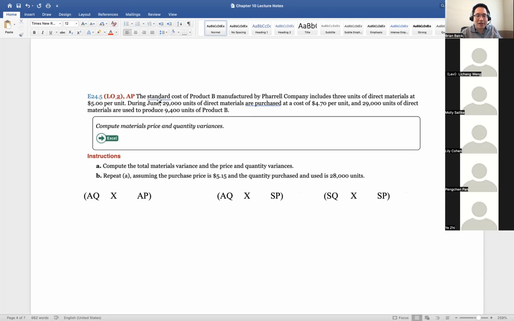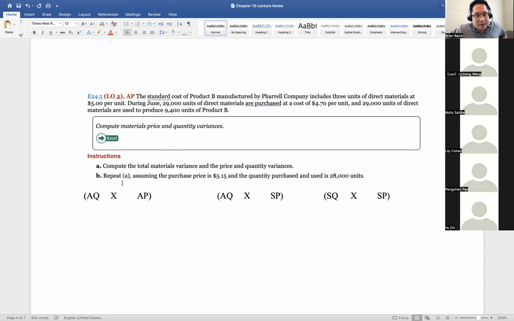Okay, maybe we should read the question again. It says, the standard cost of product B manufactured by Farrell Company includes 3 units of direct materials at $5 per unit. Okay. During June, 29,000 units of materials are purchased. It happened. That must be the actual, right? At an actual cost of, looks like they spent $4.70, and 29,000 units of direct materials are used to produce 9,400 units of product B.